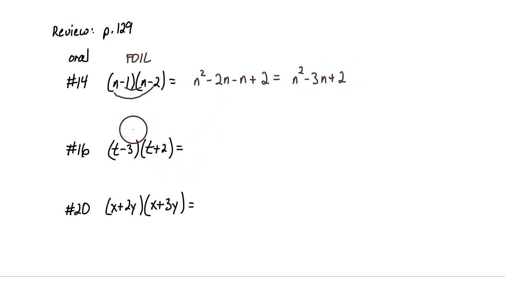Now combine the n terms together. Number 16, let's use FOIL again. T times t is t squared. Now the outer product, t times 2, is +2t. And the inner product is -3t. And then last, -3 times 2 is -6. Now combine the t terms together.